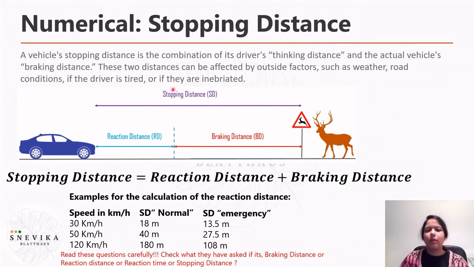Sum of both is nothing but stopping distance. So it is very simple. So for 30 it becomes 80. Let's do an example for 100 as we did before.